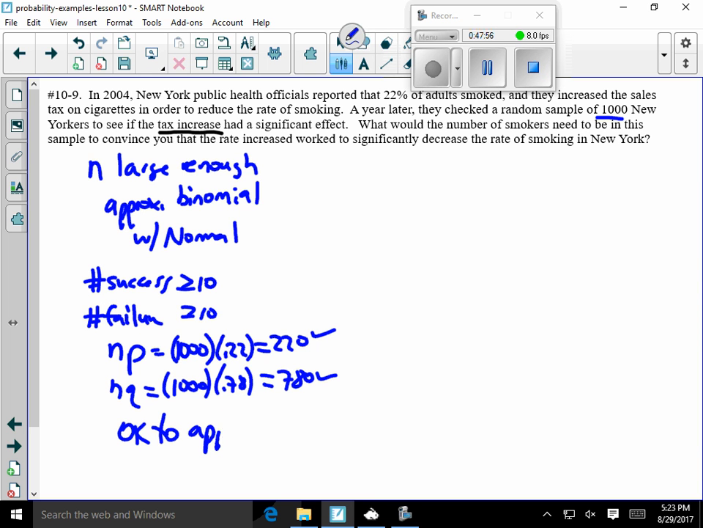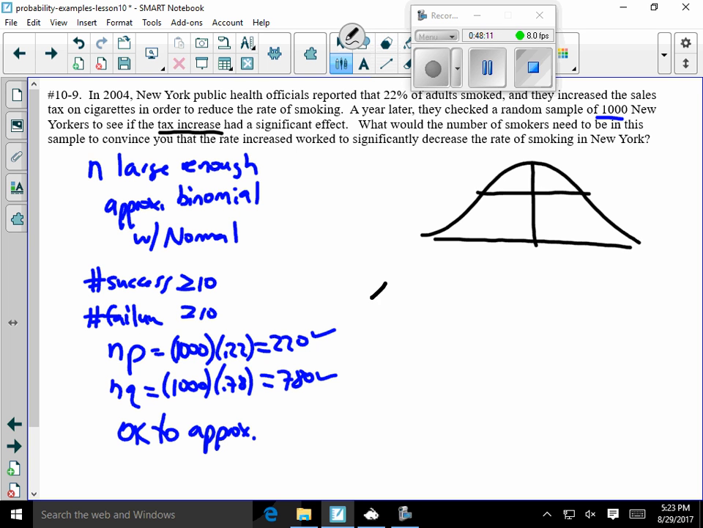Okay, now if we are going to approximate, we need to use a normal curve to approximate this really truly discrete probability problem. We need to know what the mean is and what the standard deviation is. The mean turns out to be n times p. It's just the expected number of successes. It makes sense: if we have 1,000 people in the sample and 22% smoke, we would most typically expect 220 people to be the number of smokers here.